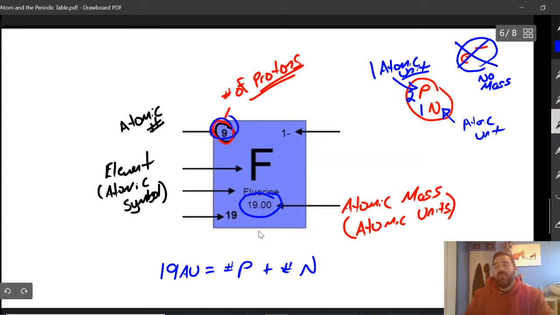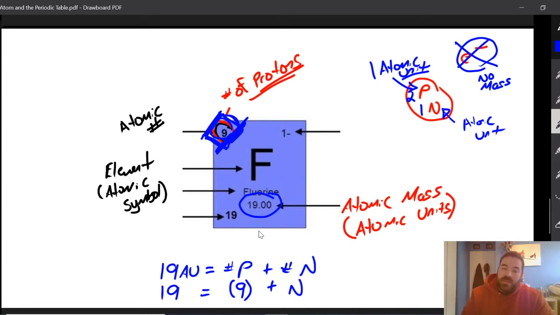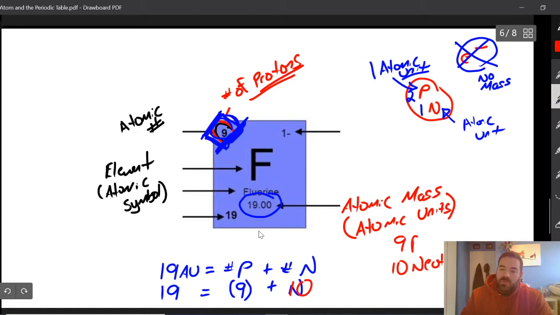And I already know how many protons there are, because there are already 9 protons in the atom, as told to me by the atomic number. Well, if I know how many protons there are and I know what the total mass is, I can figure out how many neutrons there are. So if there's a total atomic mass of 19 and there are 9 protons, this number here must be 10. So therefore there are 10 neutrons in the fluorine atom. There are 9 protons.